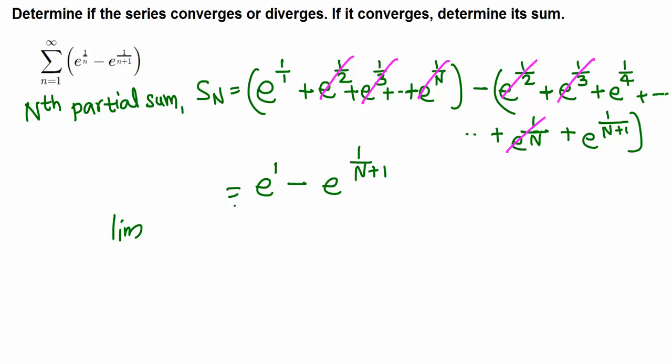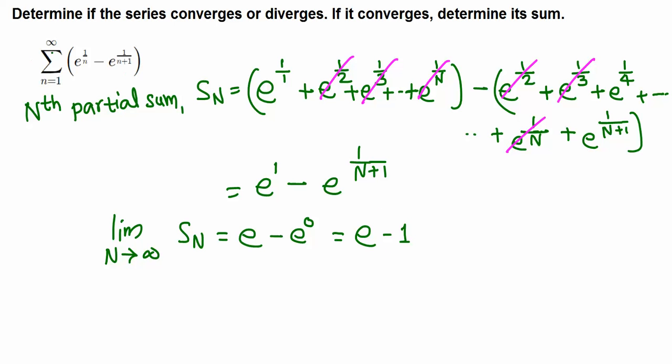Now we take the limit of this nth partial sum when n goes to infinity of S_N. So e raised to 1 is a constant, just e, minus, when we take the limit, this will be e raised to, limit goes here, 1 over infinity, that's 0. 1 over very big is 0. That's the limit. So this is e, an irrational number, minus e raised to 0, which is 1. So e is about 2.72 minus 1, so this is about 1.72.